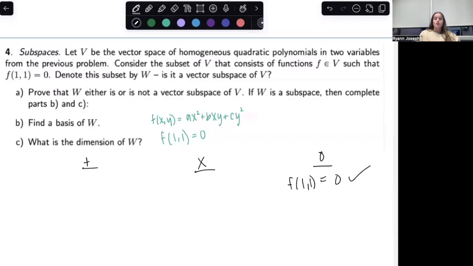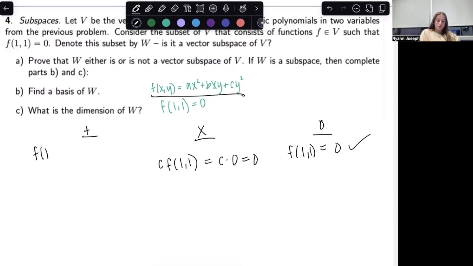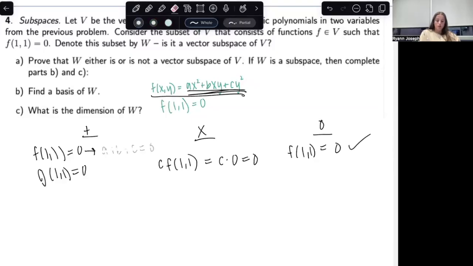Closed under scalar multiplication. If I multiply any function that looks like this by a scalar, I'm still going to get 0. No matter what, that property is still going to hold. Now closed under addition. If I have two things like this, so f(1,1) is equal to 0 and g(1,1) is equal to 0, I can even show this. When everything is 1, that means a plus b plus c is equal to 0.